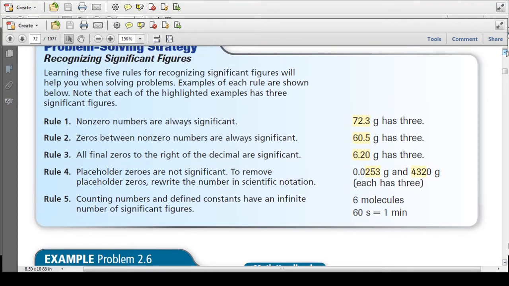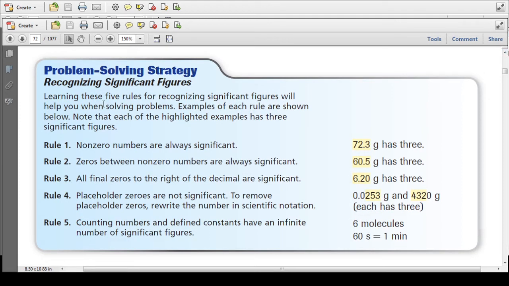So let's just go through recognizing some significant figures and some problem-solving strategies when doing this. Learning these 5 rules for recognizing significant figures will help you when solving problems. Examples of each rule are shown below, and note that each of the highlighted examples has 3 significant figures. Rule number 1 is that non-zero numbers are always significant. In this case, none of these numbers are 0, so therefore they are significant.